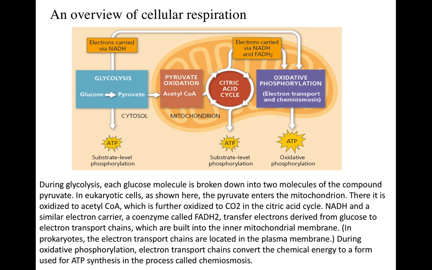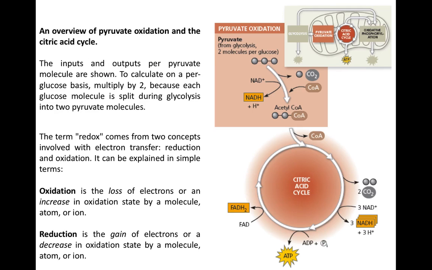So let's talk about what's happening inside the mitochondria in a little more detail, step by step. So glycolysis, pyruvate oxidation, citric acid cycle, and then oxidative phosphorylation. We are talking about the mitochondria, so we'll study the details of what is happening inside the mitochondria. As we have discussed, there are 4 steps: glycolysis, pyruvate oxidation, citric acid cycle, and oxidative phosphorylation.